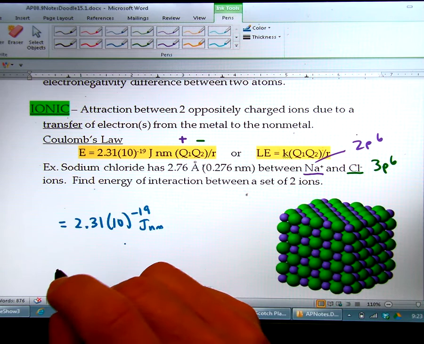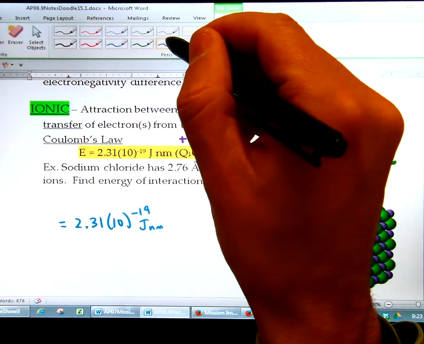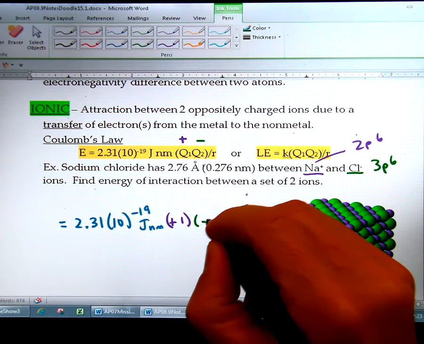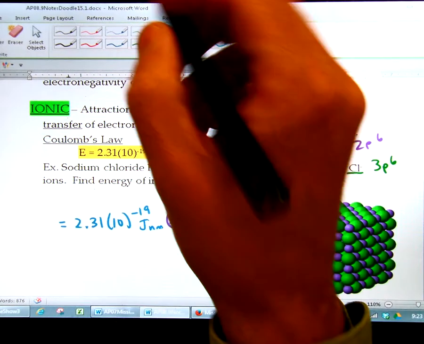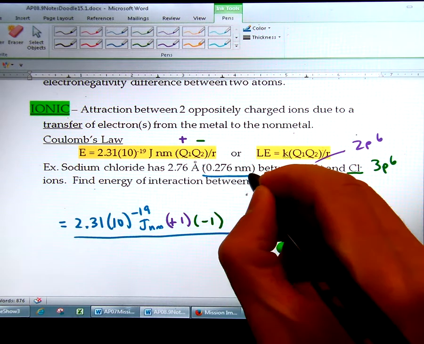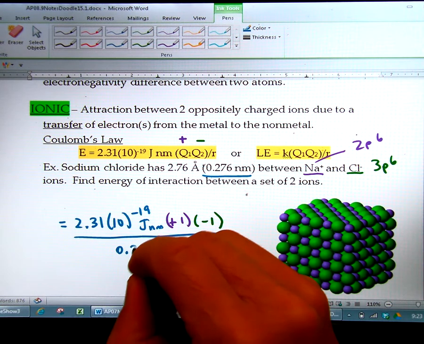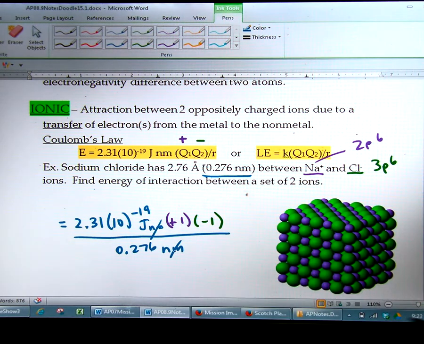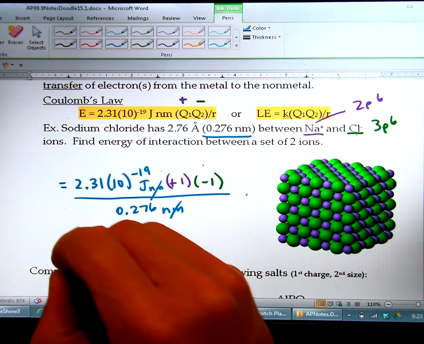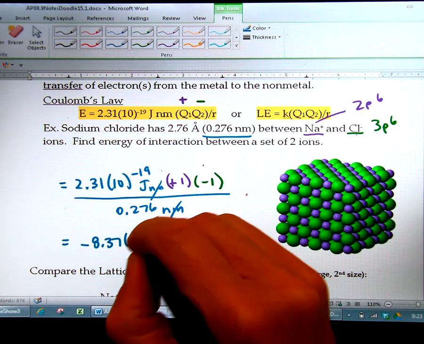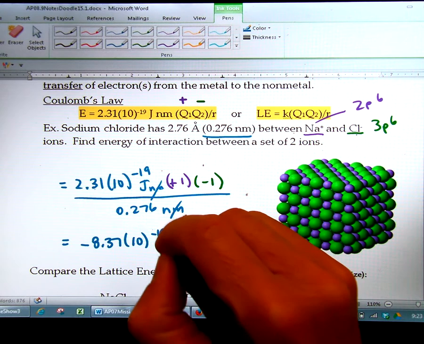And then we're going to need to know the two charges. So the sodium is just a +1, and the chloride is a -1. And then you're going to divide by the radius that was given in the problem, which is 0.276 nanometers. You're going to need to use nanometers for this because you want nanometers to cancel out on the numerator and denominator. And when you're all done, you're going to find out that the answer is negative 8.37 times 10 to the minus 19th joules.